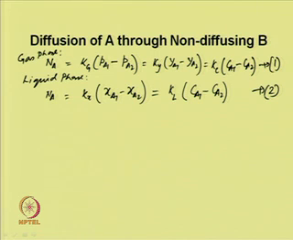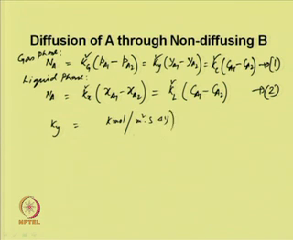Here Kg, Ky and Kc are the gas phase mass transfer coefficients, and Kx and Kl are the liquid phase mass transfer coefficients. The Ky has units like kmol per meter square second into delta y, where delta y is the mole fraction driving force.